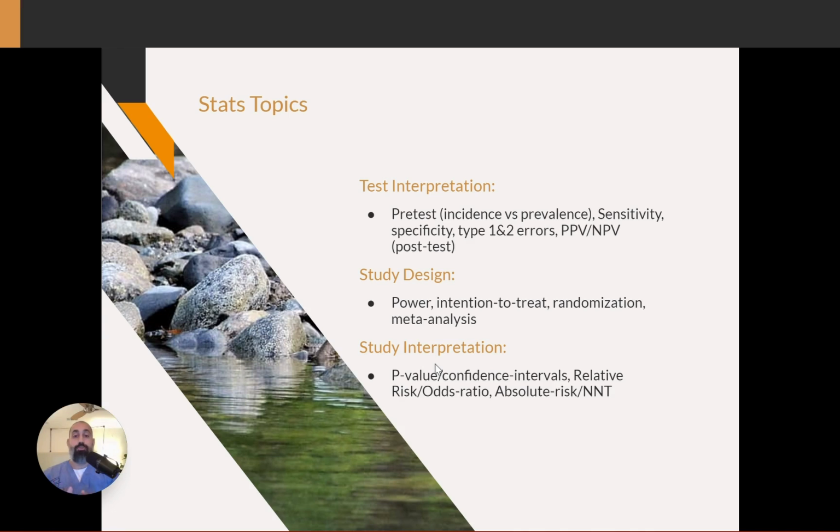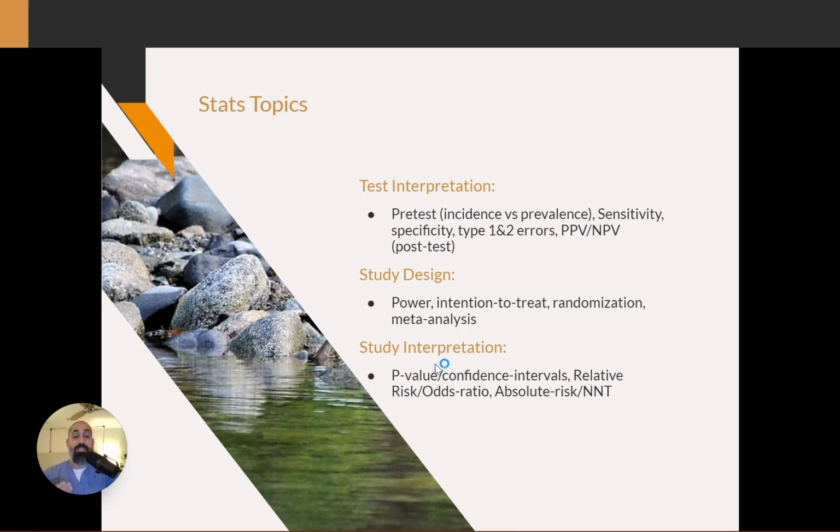So we're going to go through this in 3 phases. The first phase is test interpretation. This is something we do every day. We interpret tests, we look at tests, and I think we don't really understand how we should be doing that. Again, that's because it's taught poorly. As a simple example, if a test has a 95% specificity, it doesn't mean that a positive test is going to be wrong 5% of the time. So we're going to go through the whole thing.